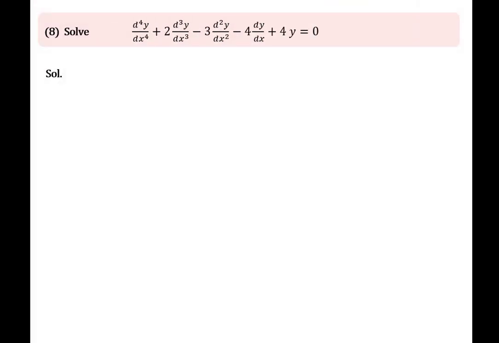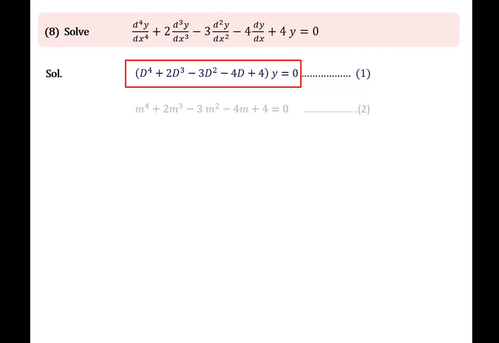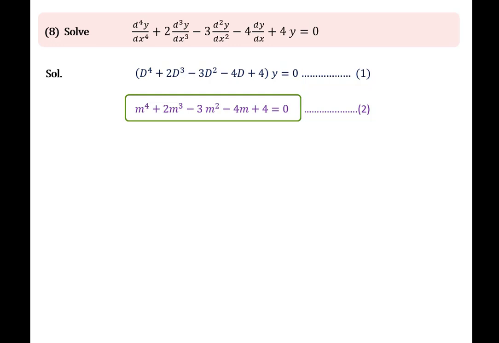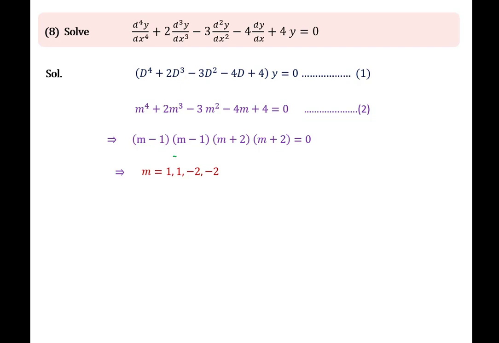Next question. The given differential equation can be written as (D^4 + 2D^3 - 3D^2 - 4D + 4) y = 0. The auxiliary equation of differential equation 1 is m^4 + 2m^3 - 3m^2 - 4m + 4 = 0, which is a fourth degree polynomial, so it has 4 roots and the roots are 1, 1, -2 and -2. Here roots 1 and -2 are repeating 2 times.